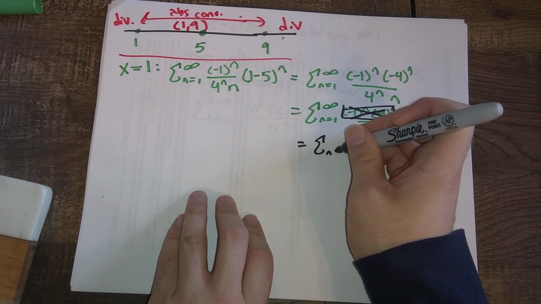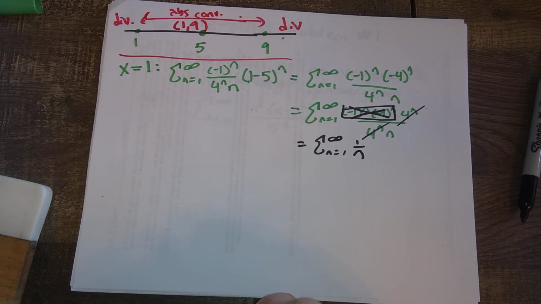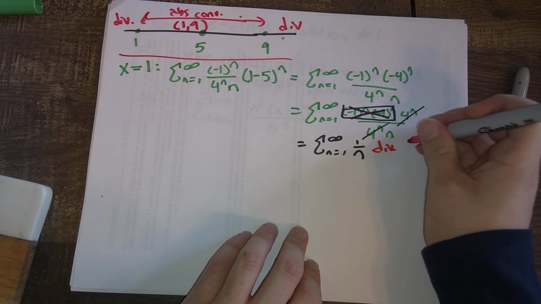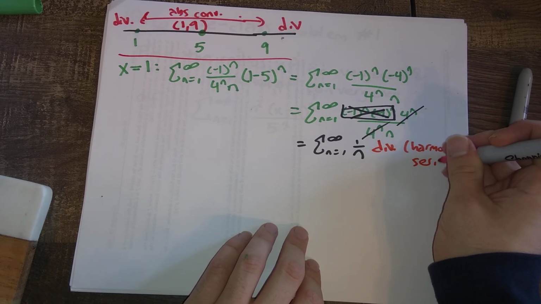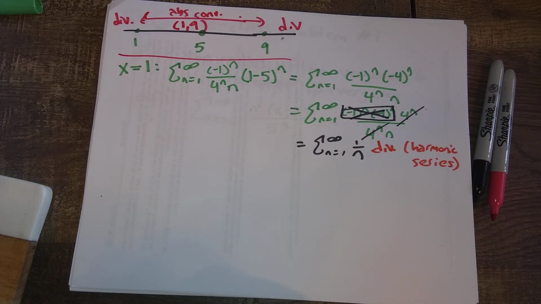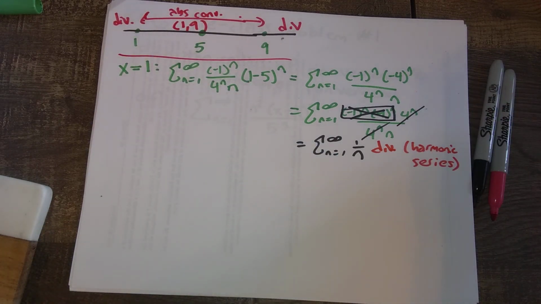And so we are just left with the sum of 1 over n, and this diverges. This is the harmonic series that we've seen before. It's a p series with p equal to 1, so it diverges right here. So it diverges at x equal to 1.